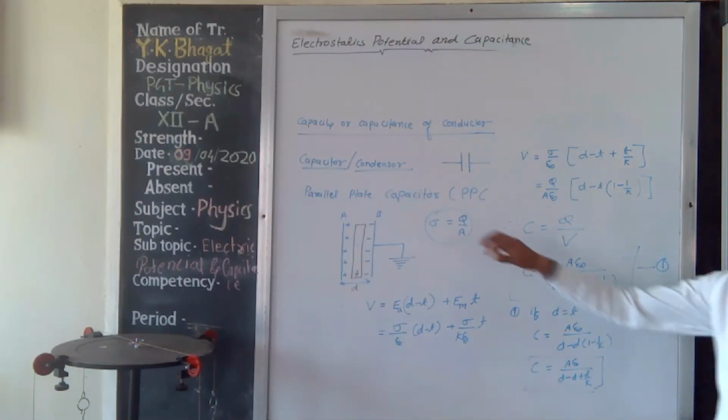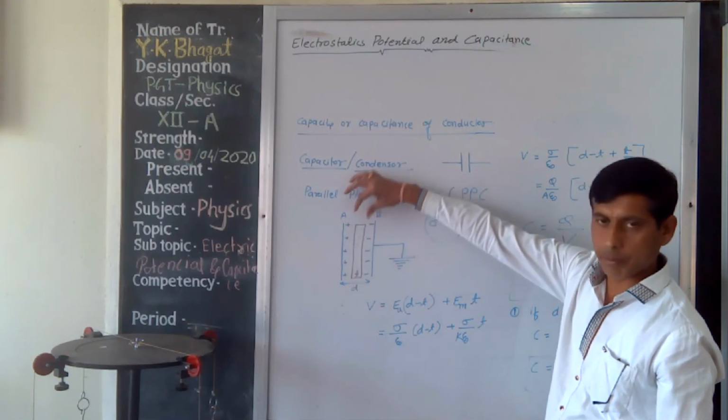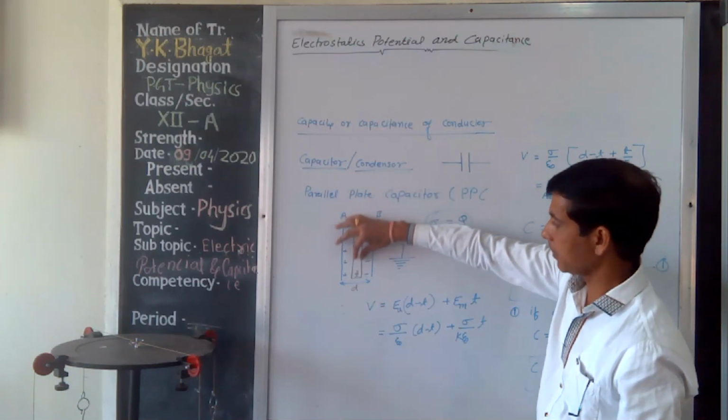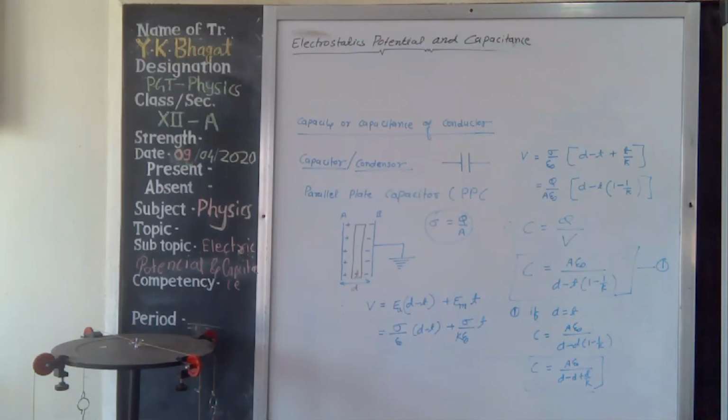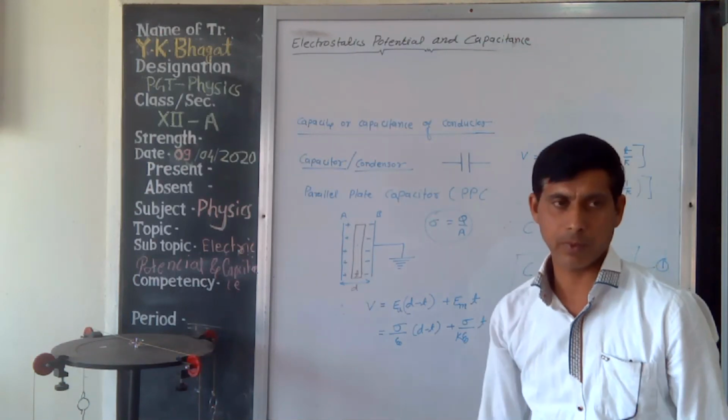Suppose a metal plate is inserted between the plates. A metal plate is kept between two conductors. For a metal plate, the dielectric constant is infinity. Then in equation 1, K will be infinity, so C becomes A epsilon naught by D minus T only. Why? Because the value of K is infinity for a metal plate, and 1 by K is 0. Therefore, different cases are obtained.